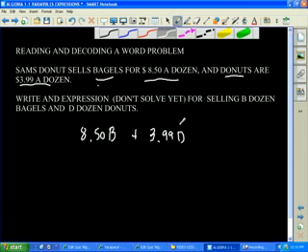Now, I did switch places with the numbers and the letters because typically in math, numbers come first, letters come second. If you should see something like this in today's problems or any other problems, no matter how it's written, you're going to write the number first, the letter second. And again, when a number is next to the letter, it means you're multiplying.